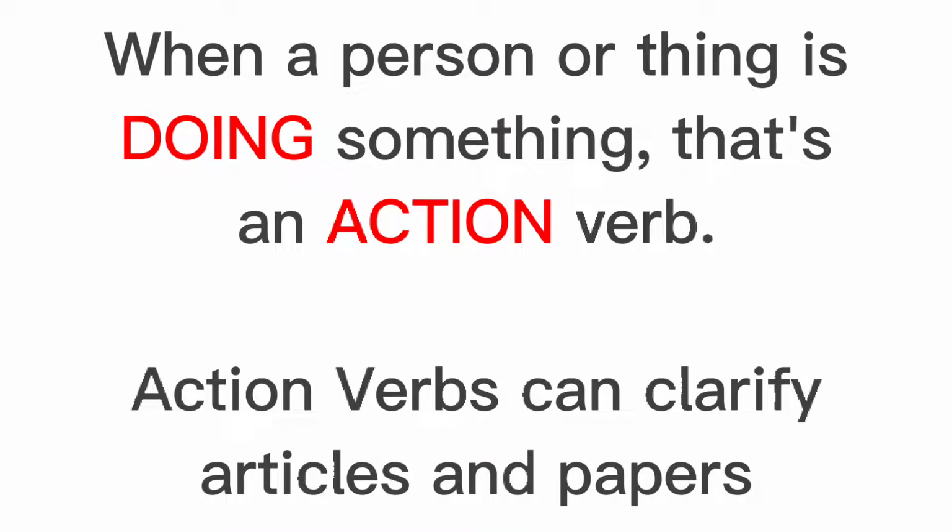When a person or thing is doing something, that's an action verb. Action verbs are the best ones to use in your writing to move your story forward and create tension. Action verbs can clarify articles and papers by indicating direct action. Action verbs are split into two categories: transitive verbs and intransitive verbs.